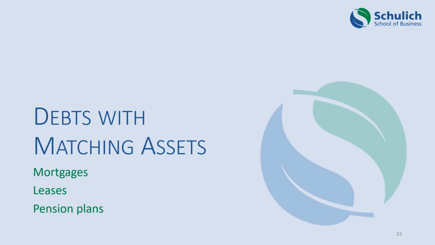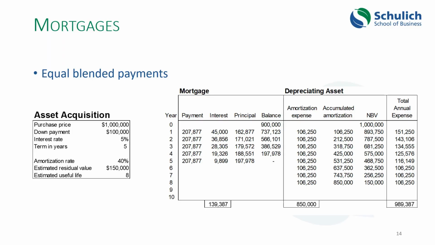So now I want to talk to you about the idea of having a debt with a matching asset. So it's important to realize that the general purpose of borrowing with a corporation is to acquire assets, right? You're obtaining financing in order to acquire assets. So there's three primary situations that I want to talk to you about. One is mortgages, another is leases, and another is pension plans. Let's go through those in order.